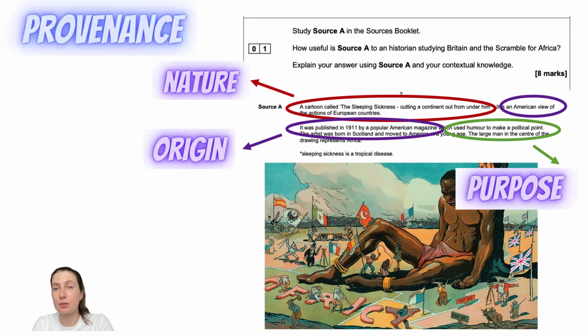And this is our provenance. So we're already thinking, okay, a cartoon, is that useful? Why? What's that going to tell us? American point of view, satire, political purpose, and the artist was born in Scotland and has moved to America. Can that tell us anything as well?